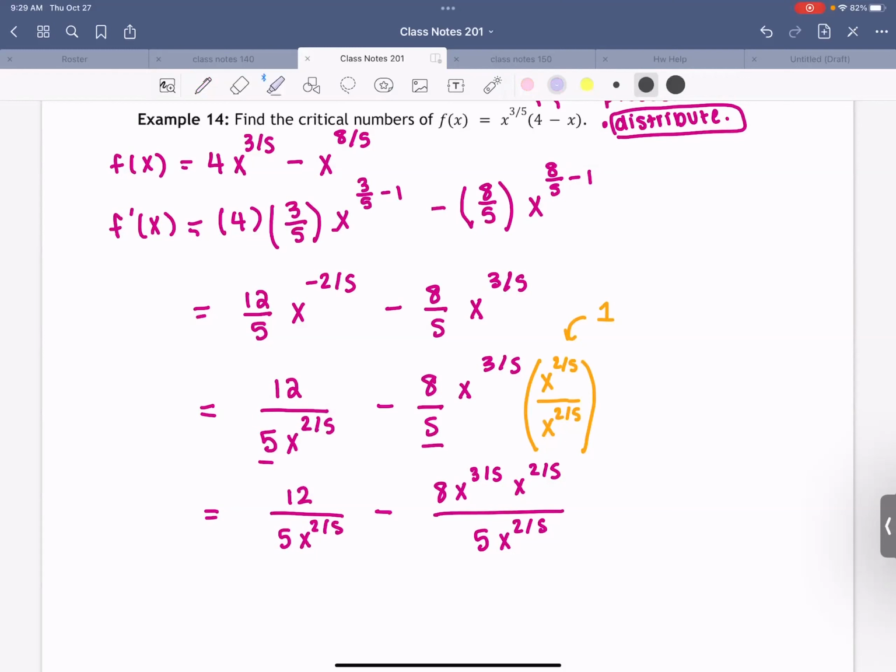So what do I get when I multiply these guys together? 8x. Not 8x. X to the 6 over 5. What do we do when we multiply two things with the same base? What do we do with the exponents? We add them together, right? So this turns into, let me write this out here. Let me write in a different color too. This is x to the 3/5 plus 2/5. Okay, and as John said, this is x to the first power.